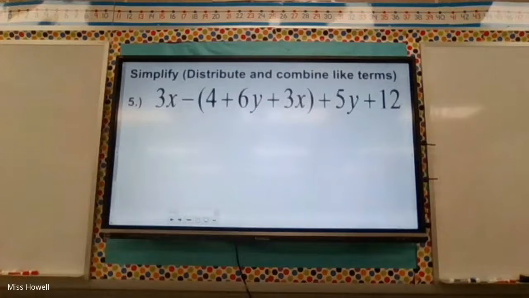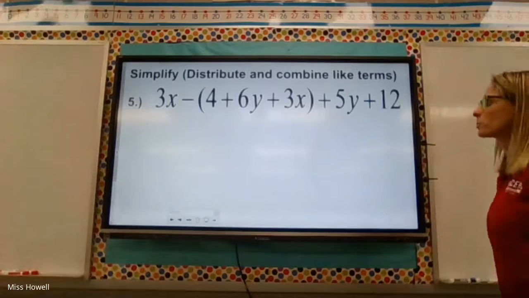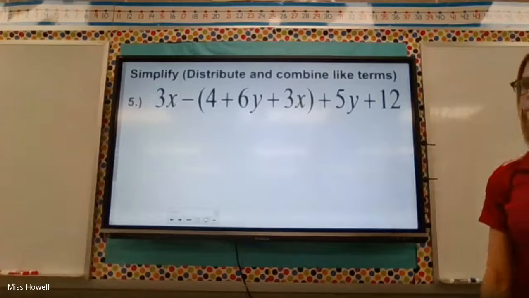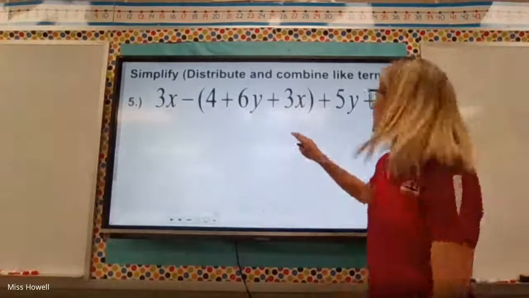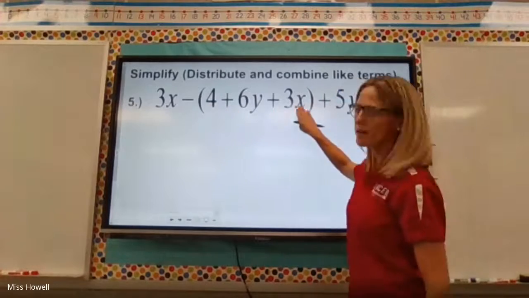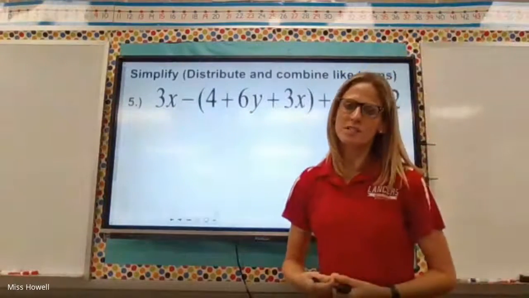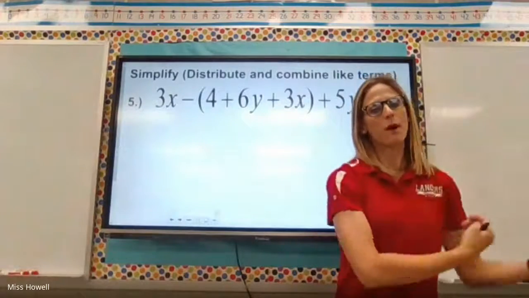All right, last one. We want to write the expression 3x minus the quantity 4 plus 6y plus 3x plus 5y plus 12 in its most basic, simplified, reduced version. Again, there are grouping symbols in this problem, and inside those grouping symbols, we have things that are not like terms, so we can't just put them together. So the only way to start simplifying here would be to expand using the distributive property.